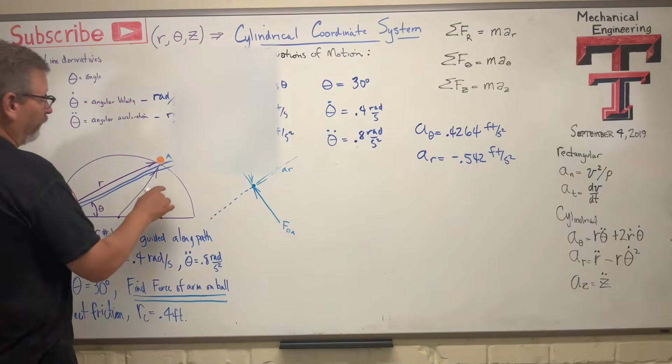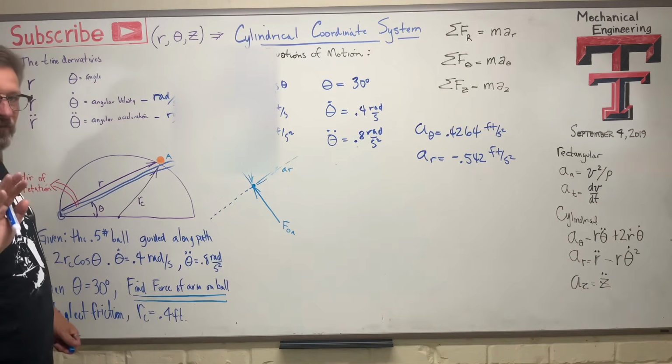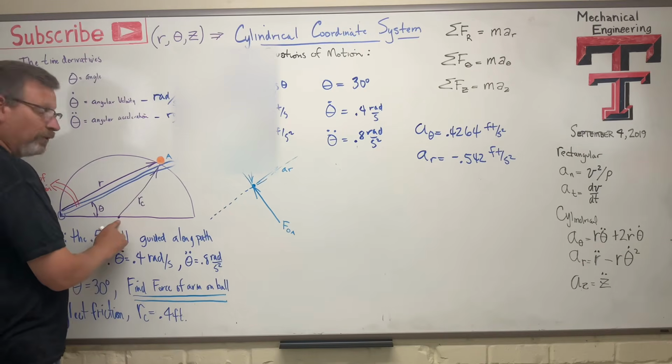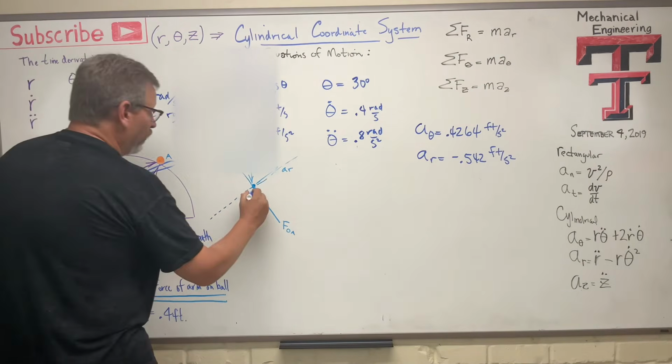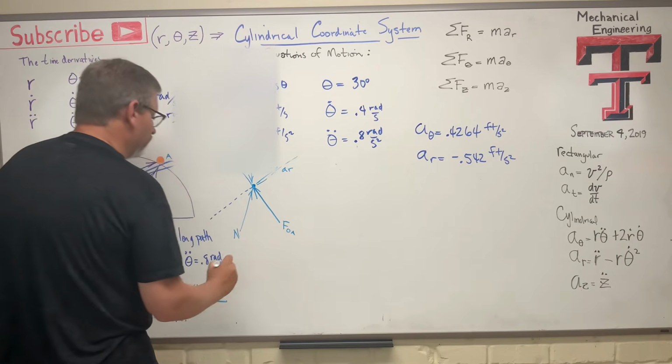And then there's a normal force from the wheel that's pushing on the ball. And normal forces on round surfaces always go where? They always go through the center of the circle. So that normal force is like this. We'll call it N for normal.